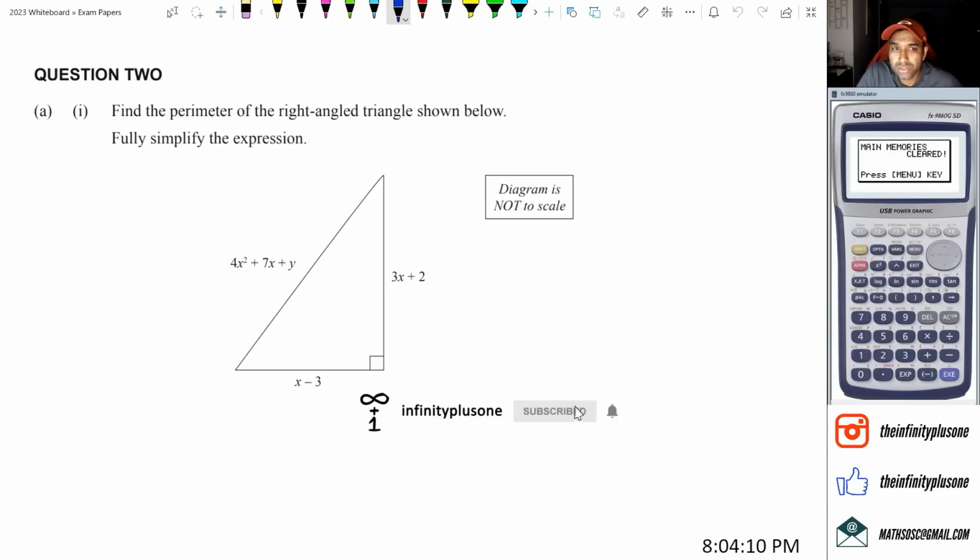So with question 2A part 1, what they're actually asking you to do is find the perimeter of the shape. So if you're going to find the perimeter of the shape, all you're really doing is just adding these 3 sides together. And I guess the key part here is fully simplify the expression.